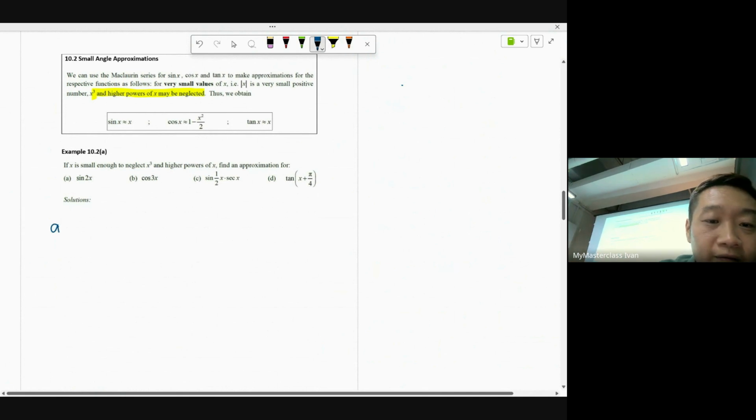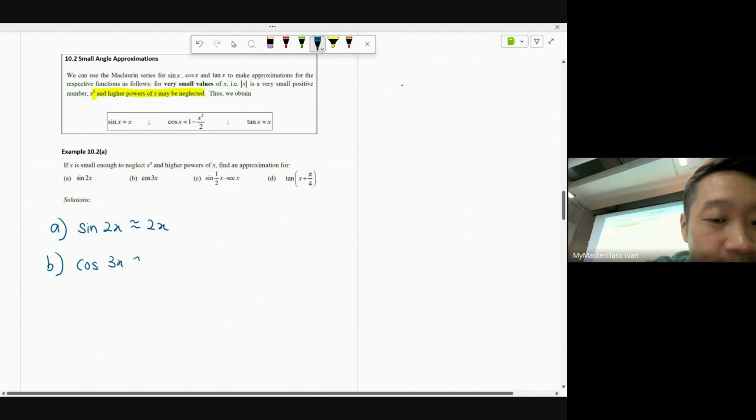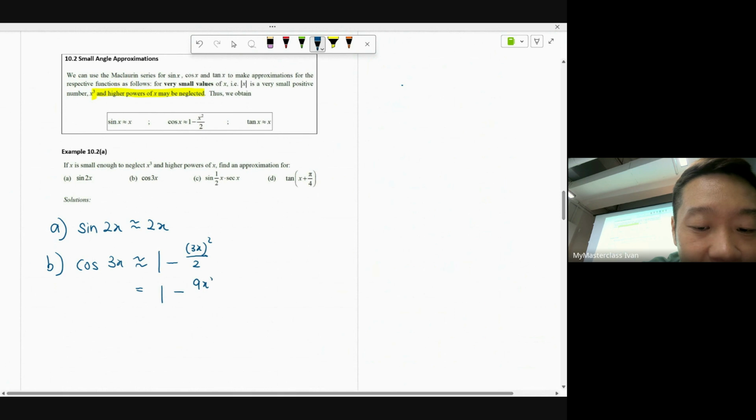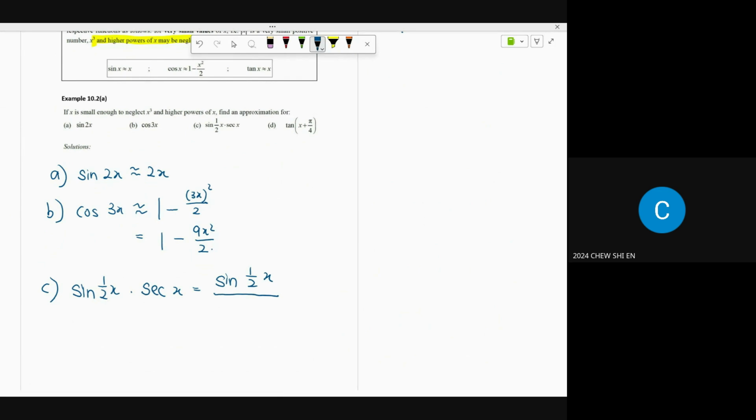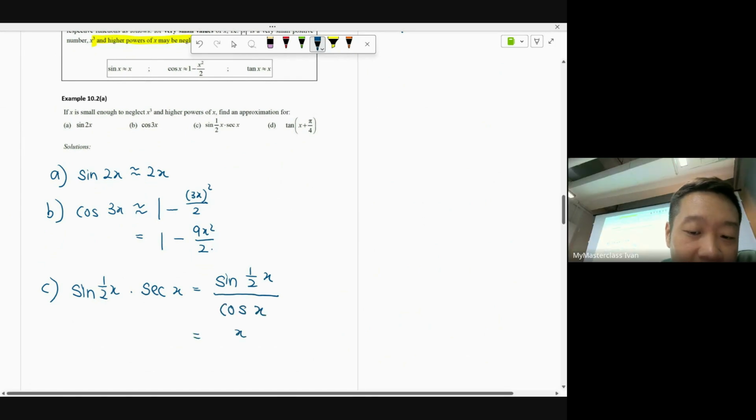For A, sine 2x is just going to approximate to 2x. For B, cosine 3x is going to approximate to 1 minus (3x) squared over 2, which is 1 minus 9x squared over 2. I think small angle approximation is given in the formula sheet. But C is going to be a bit more tricky: sine half x times secant x. Secant is 1 over cosine, so this is cosine x. What is the small angle approximation for cosine x? That would be 1 minus x squared over 2.